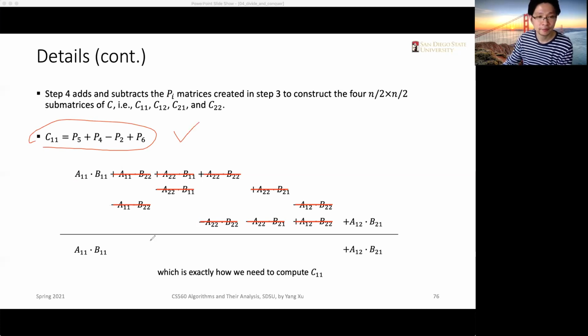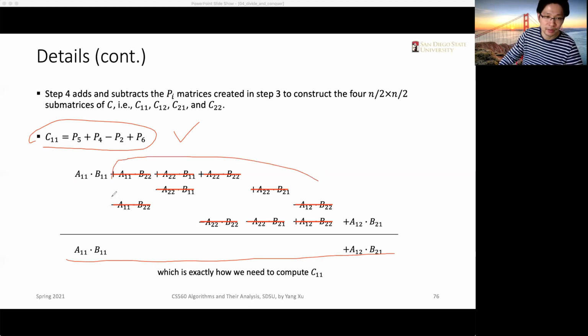Which means the equation here is a correct computation. If the results didn't equal these two equations, then we'd be wrong, right? But the trick is that we are actually correct, because all the terms in the middle eliminate each other. So it's a really amazing solution, right? C11 can be correctly computed.